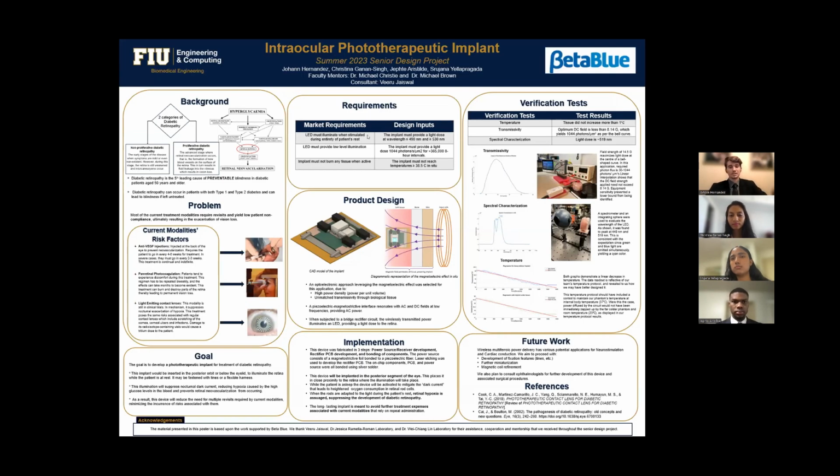Good afternoon. This is Senior Design Team S1 from FIU's BME department. We'll be presenting our project on developing an intraocular phototherapeutic implant for diabetic retinopathy. I'll let Shoshana kick us off with our background and problem statement.